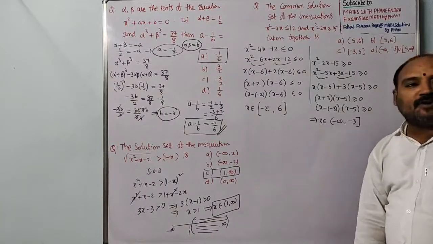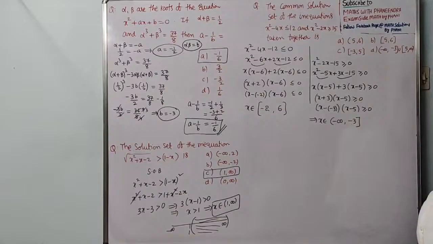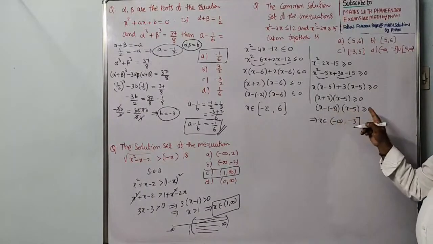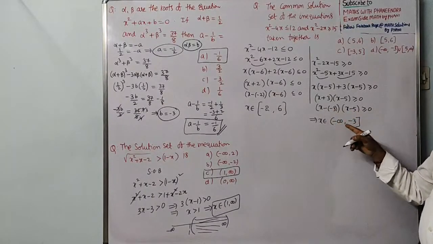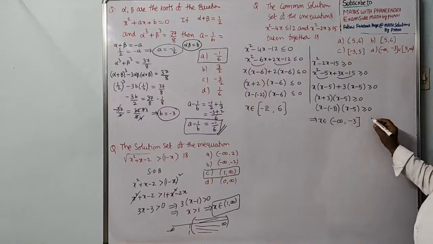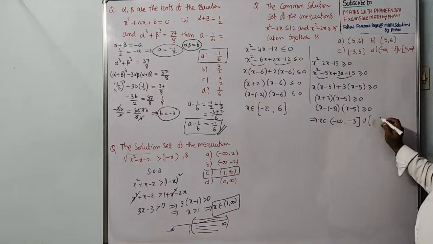You need to learn the formulas, dear students. X minus alpha and x minus beta greater than or equal to 0 means x belongs to open minus infinity to closed alpha union closed beta to infinity. What is beta in this? 5.